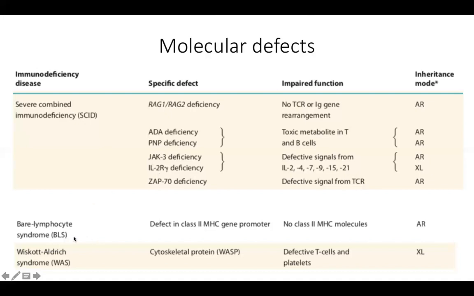Bare lymphocyte syndrome, I told you that there is a defect in the class 2 MHC gene promoter. So no class 2 MHC molecules will be formed. Wiskott-Aldrich syndrome protein affects one of the proteins in the T cells. So just remember that.